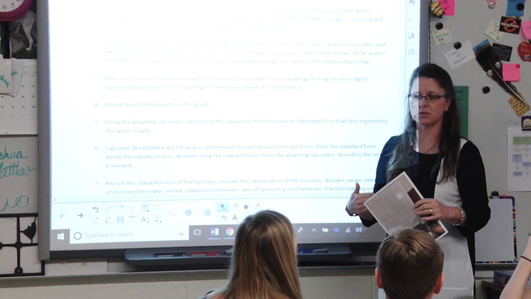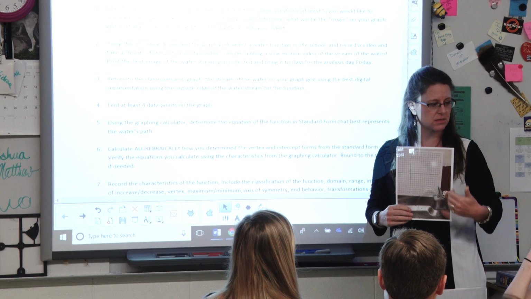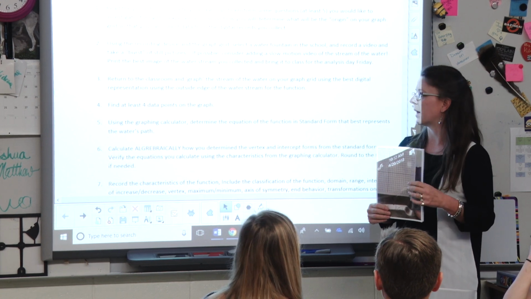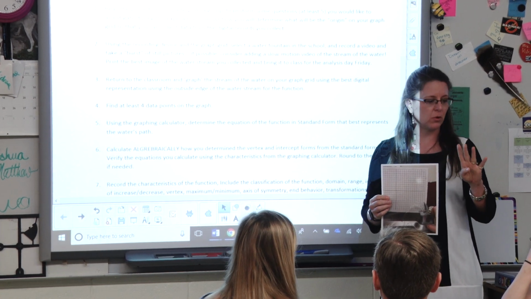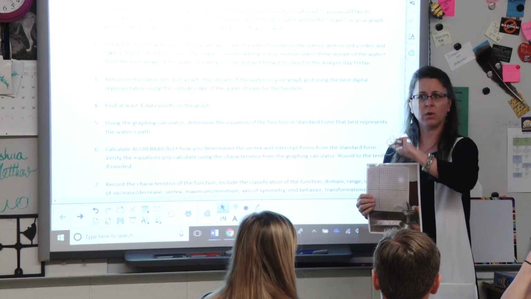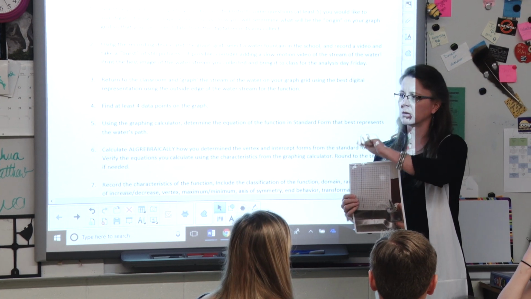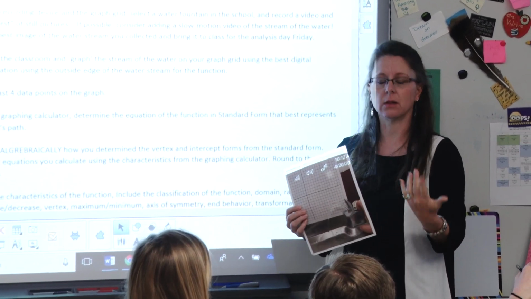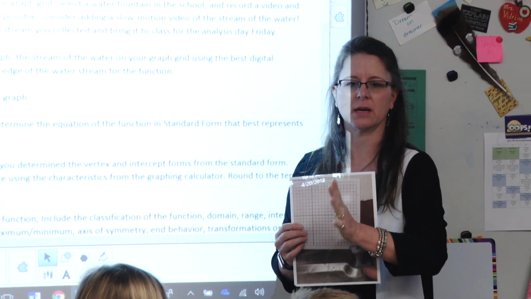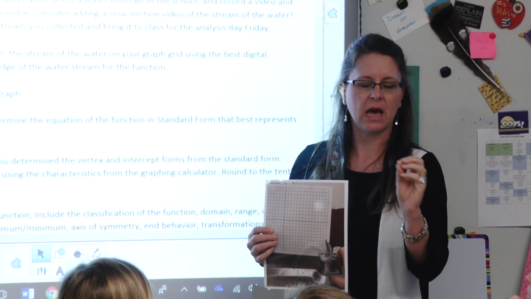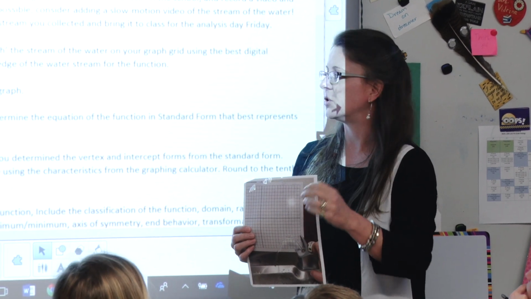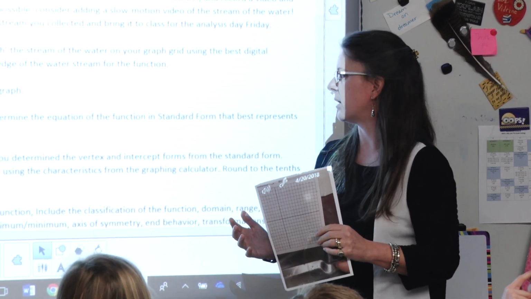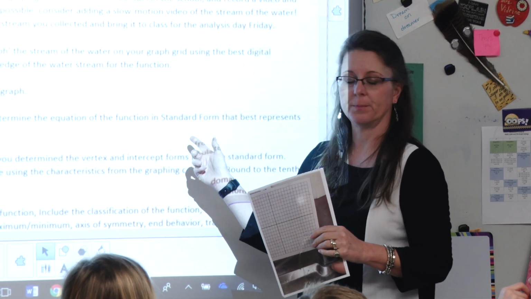If you can email the pictures to me, I'll get them printed so that you have a nice picture that you can use, okay? We need to find at least 4 data points. And you want to try to even them out along the, what shape is this? Parabola. Right, along the parabola, so you kind of steer it away from possibly having an exponential situation. And then we're going to get the standard form.